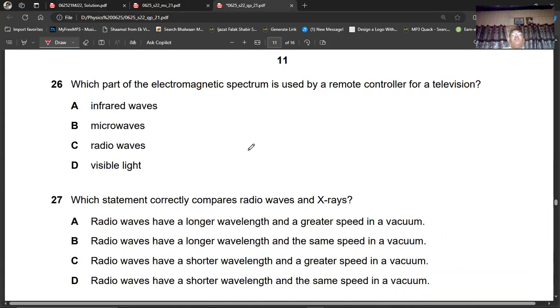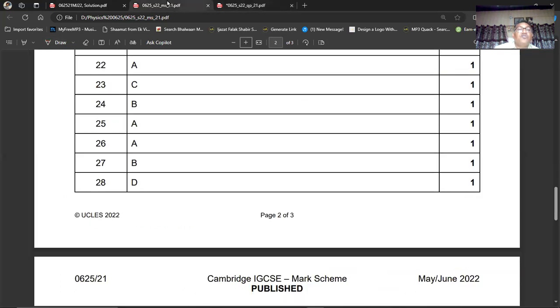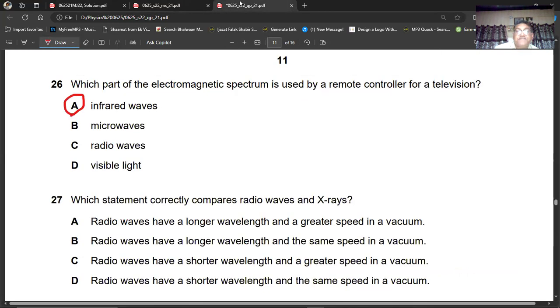Okay. Question number 26, which part of electromagnetic spectrum is used by a remote controller for a television? It's a very, very famous use of the infrared waves. The infrared waves are used in the TV remote control. Question number 26, A is the choice.